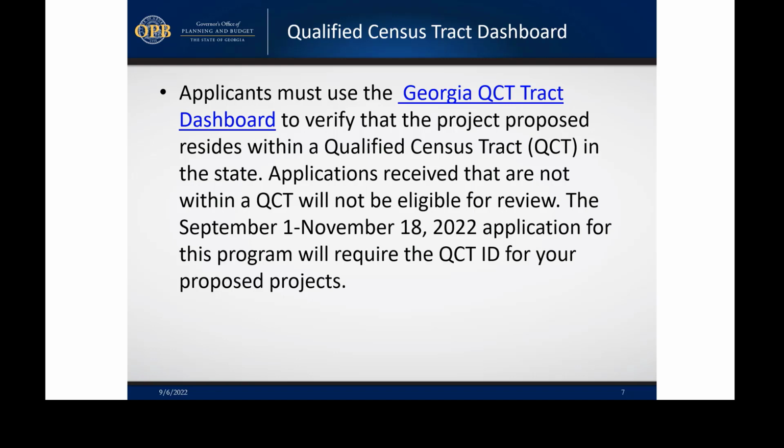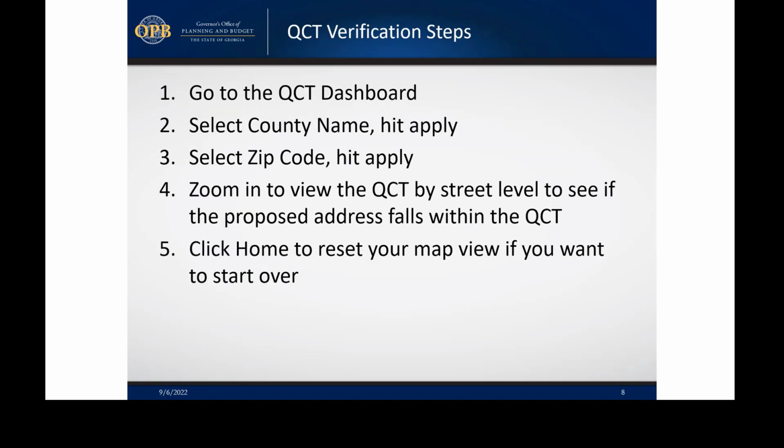The September 1 through November 18th, 2022 application for this program will require the QCT ID. I think it's the number for your proposed projects. And I'll walk you through exactly this as well for the verification steps, but you're just going to go to that dashboard. You're going to select the county first. Then you have to hit apply. I think that's a little step that is at the very bottom. Even I missed that the first time I used it.